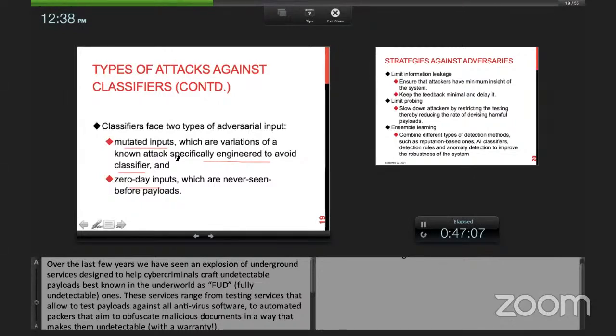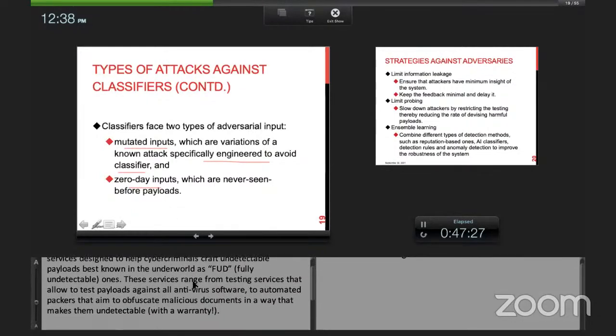Even if you are thinking about keeping your system virus free and malicious software free, you have to take help of testing services. Those testing services allow you to test payloads against all antivirus software, and there are also automated packers that aim to obfuscate the malicious document, and therefore, since it is obfuscated, you will never be able to even detect it. So let us see what we can do against them.